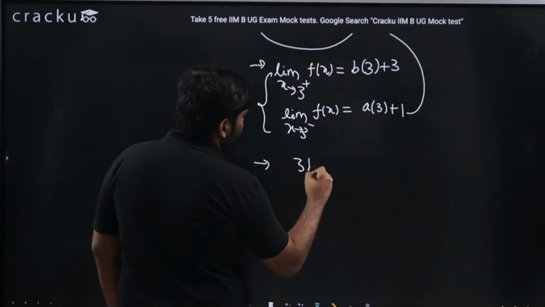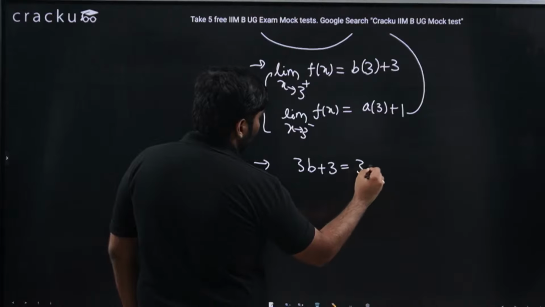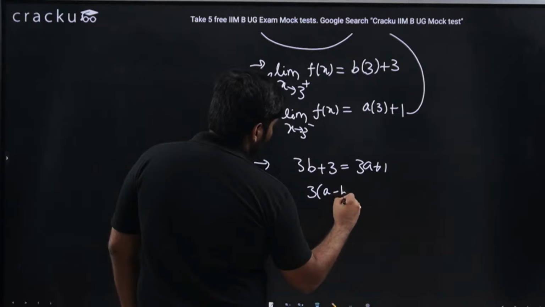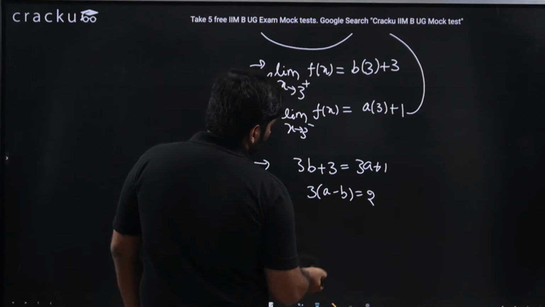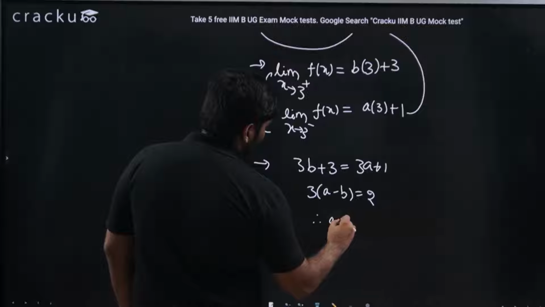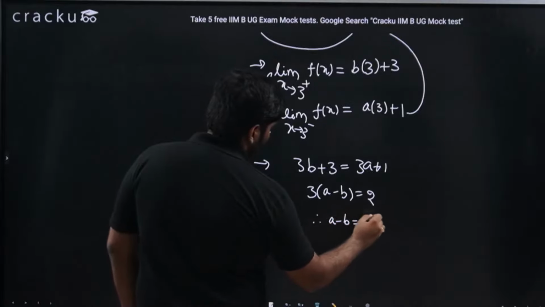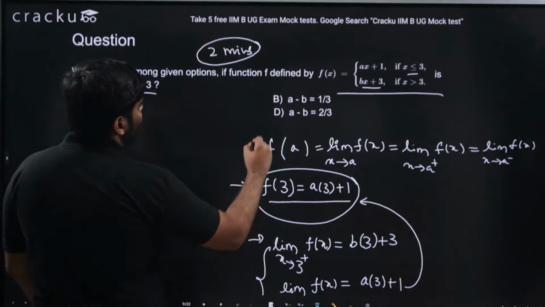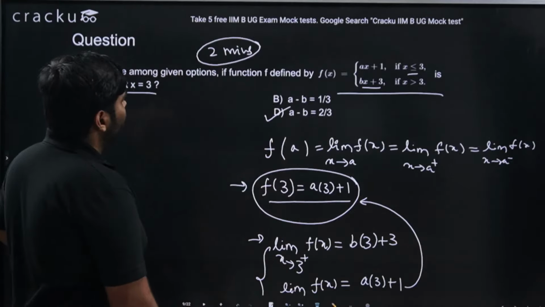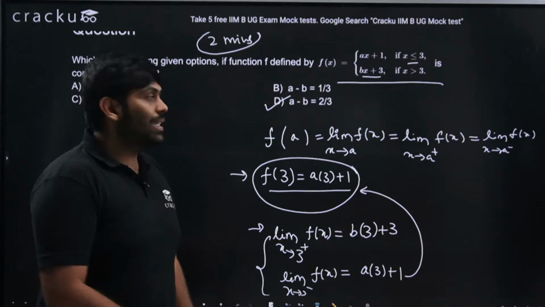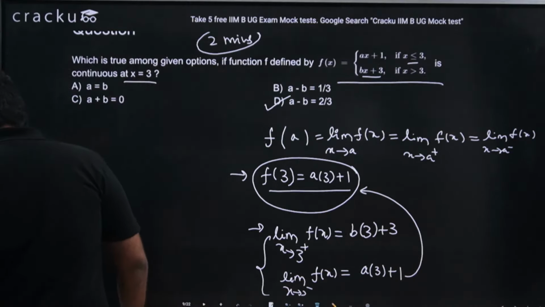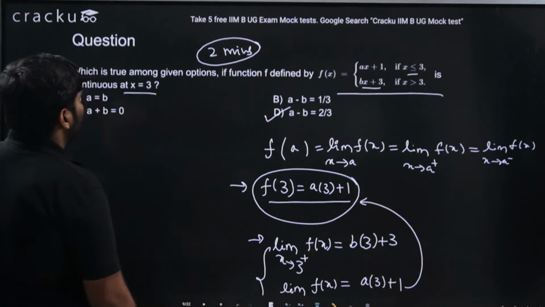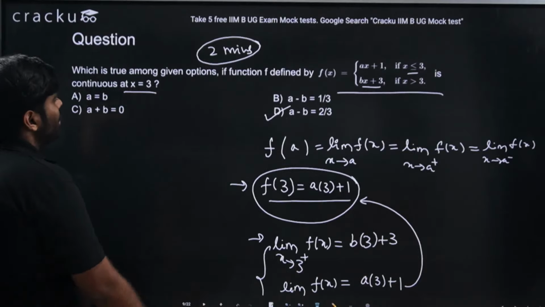That is, 3b plus 3 is equal to 3a plus 1. This implies 3 into a minus b is equal to 2, so a minus b is equal to 2 by 3. This is the condition we are getting, that is option D, for this particular function to be continuous at x equal to 3. So this is a fairly simple question. I suppose you people did it much faster than the time I had given.